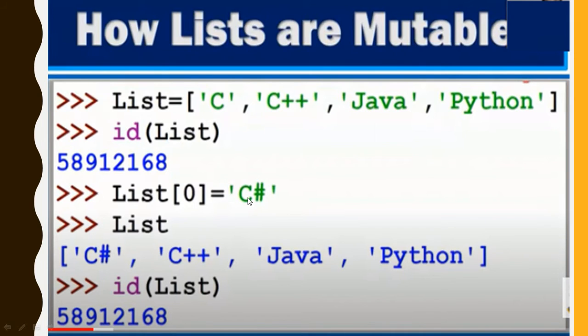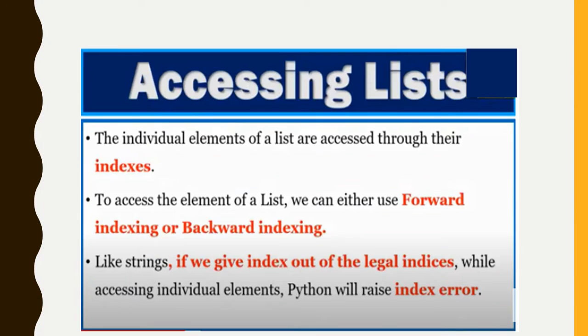In place of list of 0, if I give C#, and now if I display the list, in place of C it is C#, which means I have changed the contents of the list. And if I see the ID of the list, the same ID which it was holding earlier is displayed here, which proves that lists are mutable. The content of the lists can be changed.